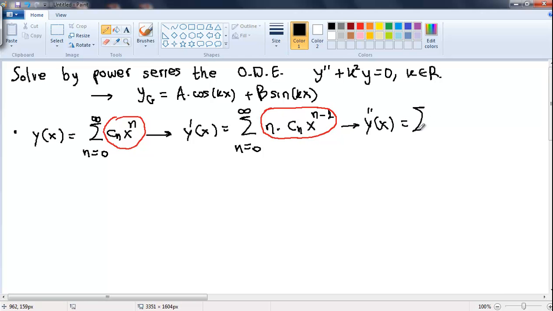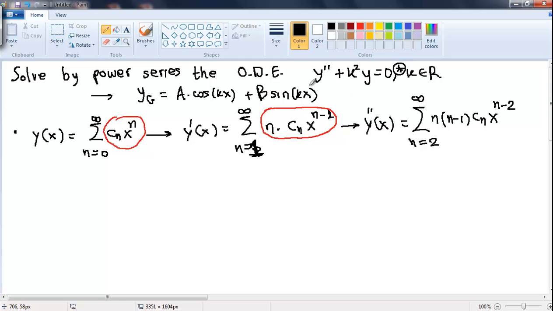The second derivative starts from 1 here. That's very important, because if we take 0 we will have a negative exponent, and we must not have a negative exponent here. Also here we start from 2, and this is n(n-1) c_n x^(n-2). Then I have my function, I have the first derivative, I have the second derivative.